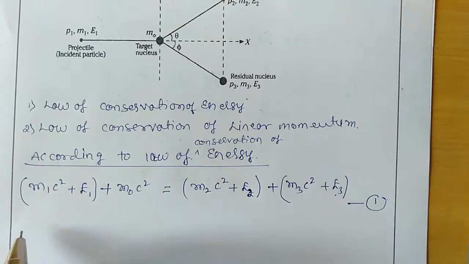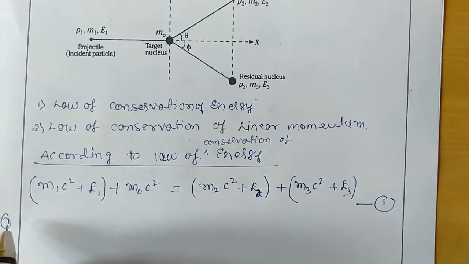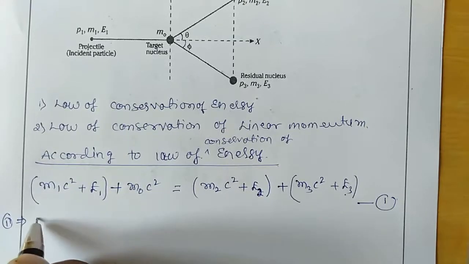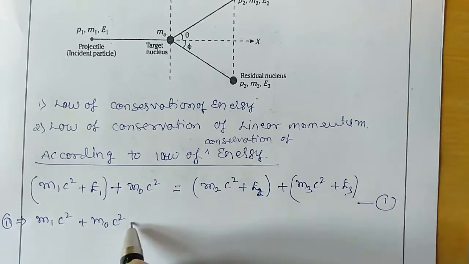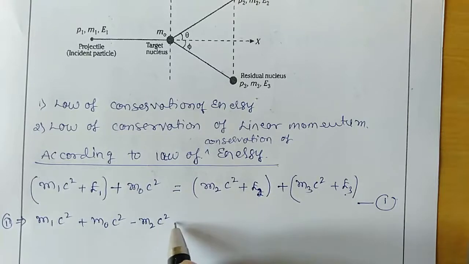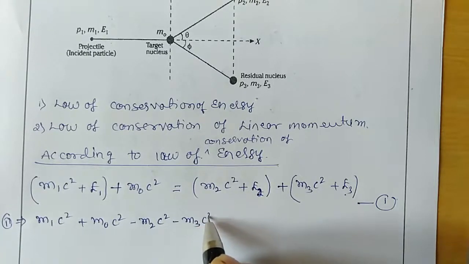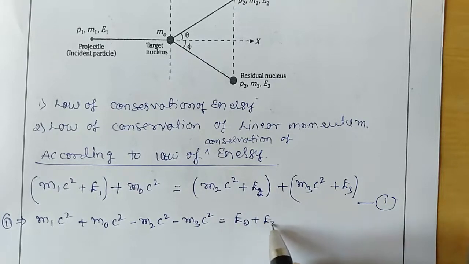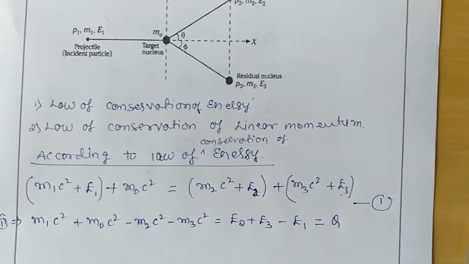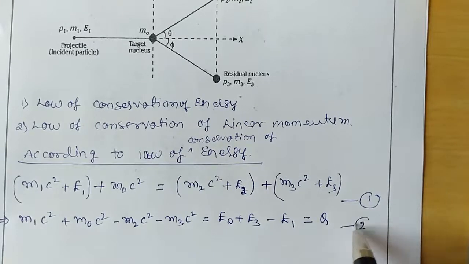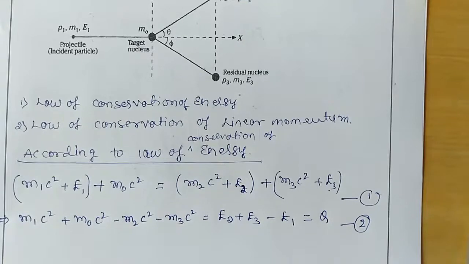So if I simplify this, equation 1 can be written as m1 c square plus m0 c square. This m2, if it comes to the left hand side, will be m2 c square minus m3 c square. This must be equal to E2 plus E3. I'll take this E1 to the right hand side such that it becomes minus E1. So this will be equal to Q, that is nothing but the total energy that is being released in a nuclear reaction. That is what we call the Q value of the nuclear reaction, and let us take this as equation number 2.